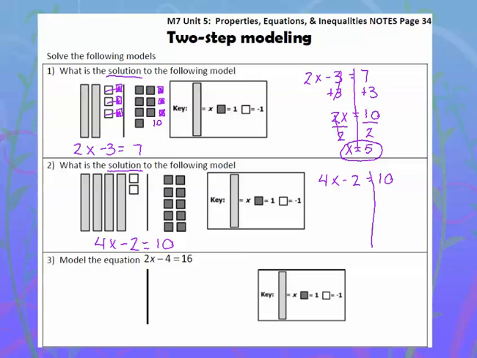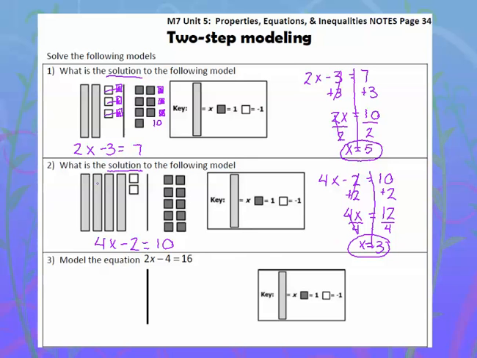Draw the line down the middle. Get rid of your constant first. Constant is the number by itself. So I have -2. The opposite of -2 is +2. So I have 4x is equal to 10 plus 2 gives me 12. Then I get rid of the number that's stuck with the variable. Well, the 4 is stuck by multiplication, so I need to do division. Divide by 4 on both sides. And I'm left with x is equal to 3.